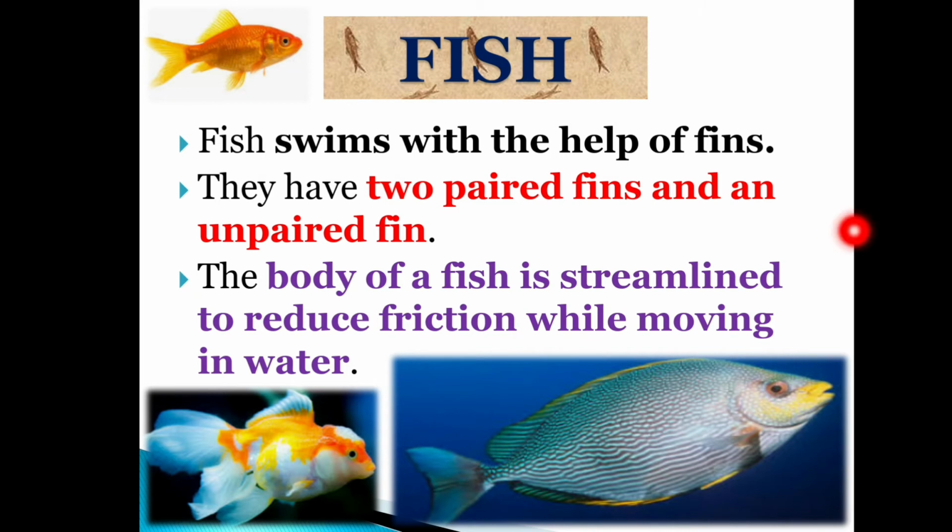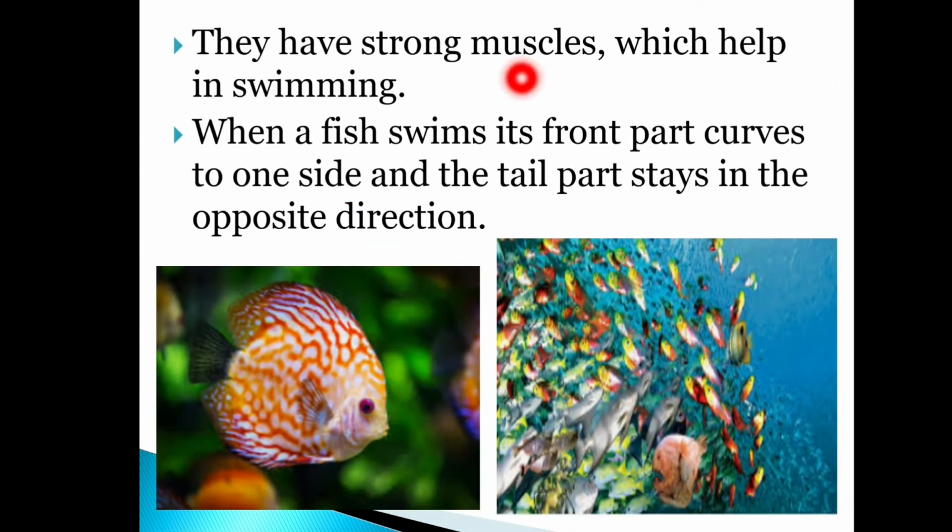Fish swim with the help of fins, and they have a streamlined body, so that streamlined body helps to reduce friction while moving in water. So they have two paired fins and an unpaired fin. Fishes have strong muscles which help in swimming.